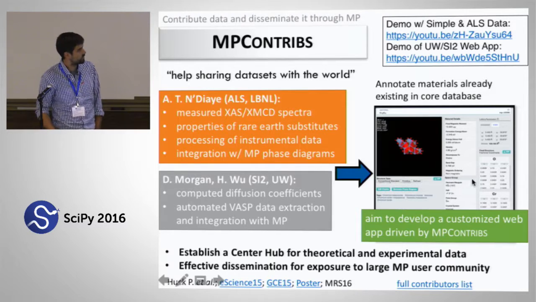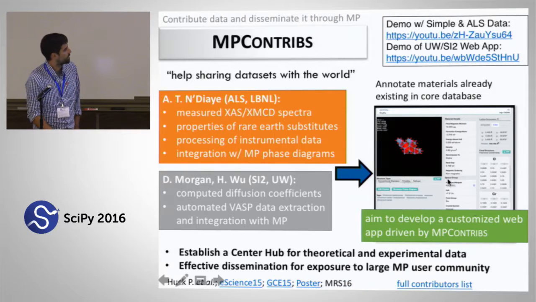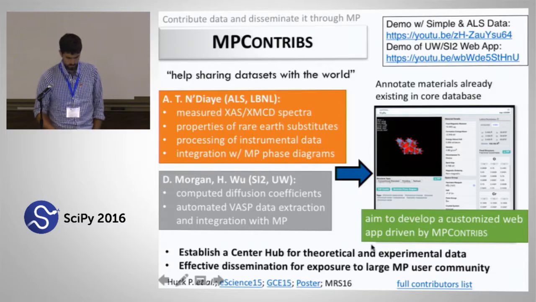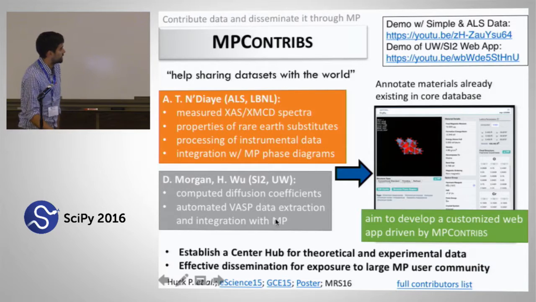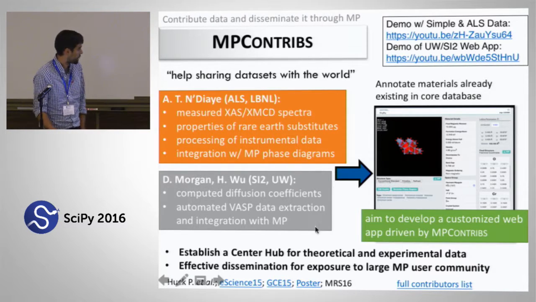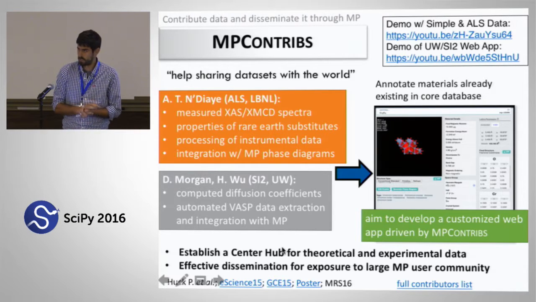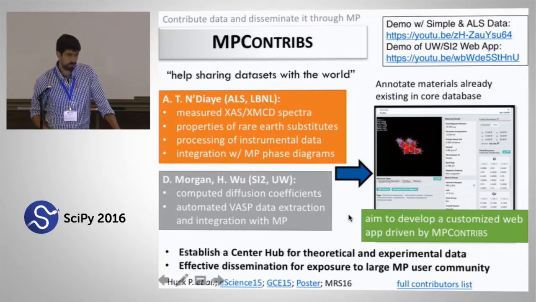Their goal is twofold. One simple goal would be if they contribute alternative calculations, they want them to show up on our page, or if they contribute complementary data, they usually have the goal to develop a customized app or a customized representation of that data so that other users in our community can explore the data set. We're working with people at ALS with XAS spectra, and people at UW with diffusion coefficients, so experimental data as well as theoretical data as use cases to get them into the Materials Project and develop that framework. The goal is in the end to become a hub for theoretical and experimental data in a way that it's effective to disseminate and expose that data to our user community. There are two demos that you can click on if you're interested in how that looks in detail.